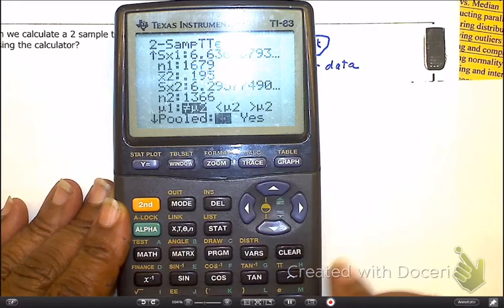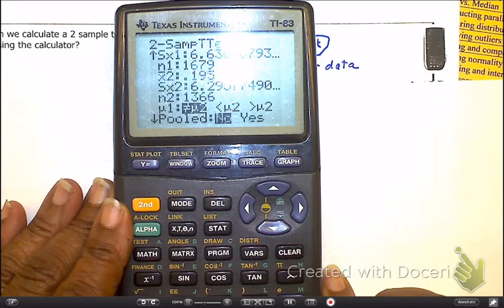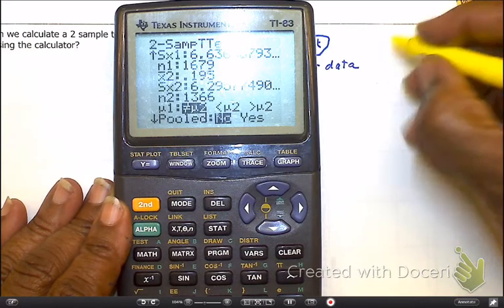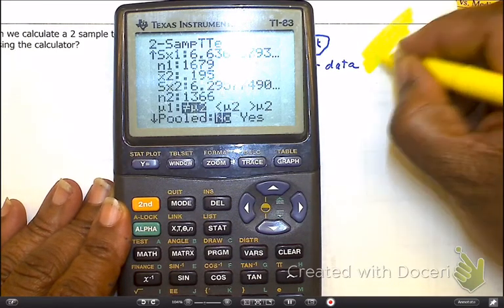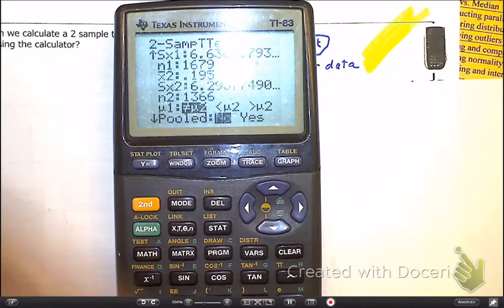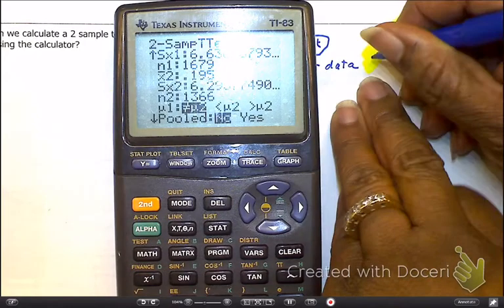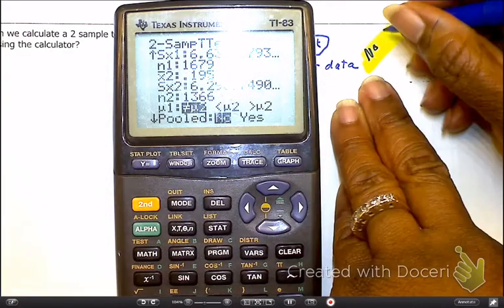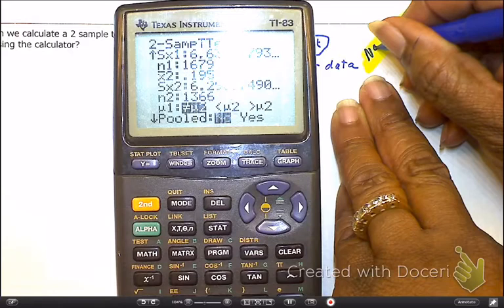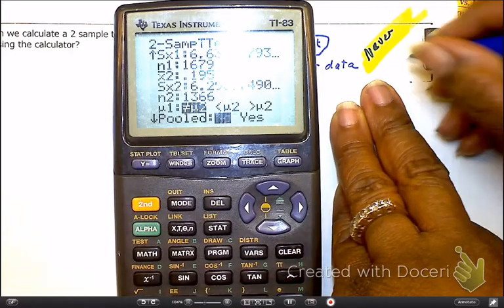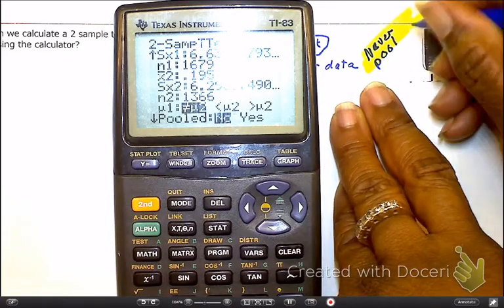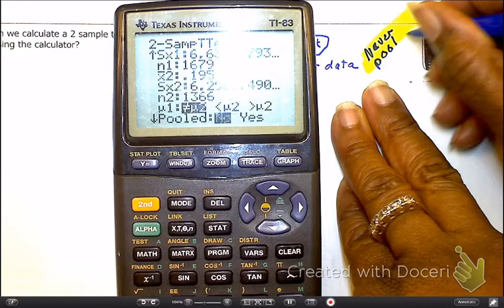And here, now this is important, we do not pool. Now your thoughts, well, Ms. Yarbrough, didn't we pool for the proportion? The answer is yes, we did. No, they didn't ask. They did it automatically. When we do this, we do not pool. So never pool. So say no to the pool.